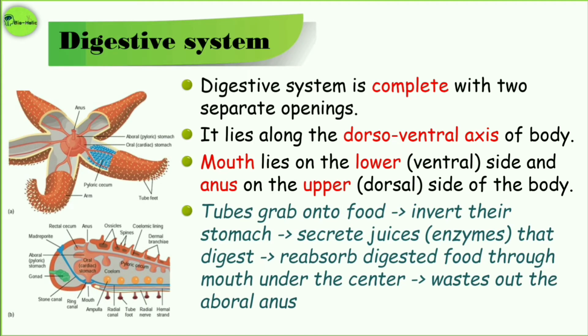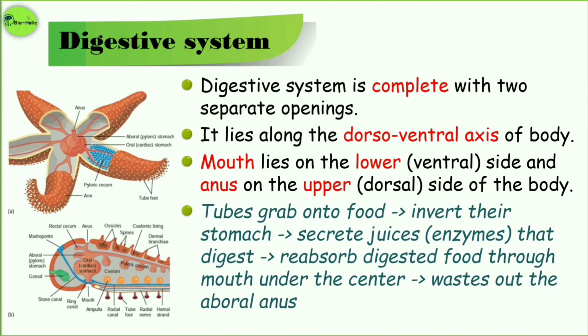So the digestive system in echinoderms is complete, with 2 separate openings, the mouth and the anus. The digestive system lies along the dorsoventral axis of their body. The mouth lies on the lower or oral side, and the anus lies on the upper or aboral side of their body. And in case of digestion, the tube feet grab onto the food.